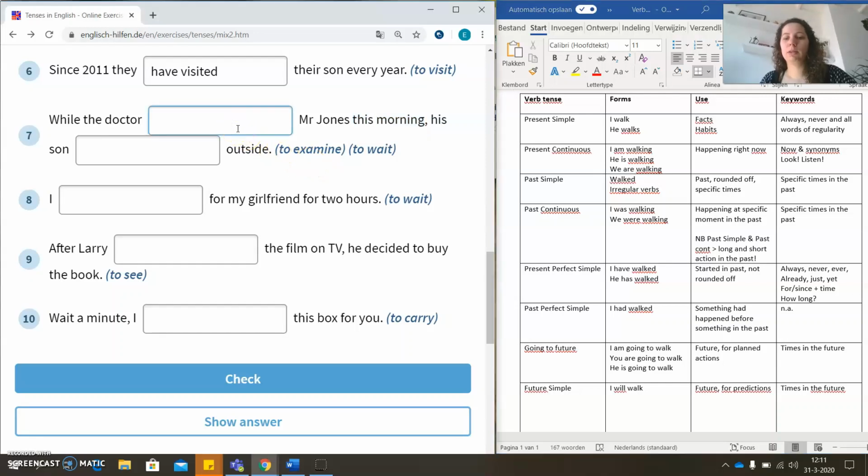So I would pick two times past continuous. If I change one of them into a past simple, that would be a shorter one, right? Because remember, when we have past continuous and past simple in one sentence, the one is shorter than the other. The past simple is shorter than the past continuous. And I wouldn't do that here.